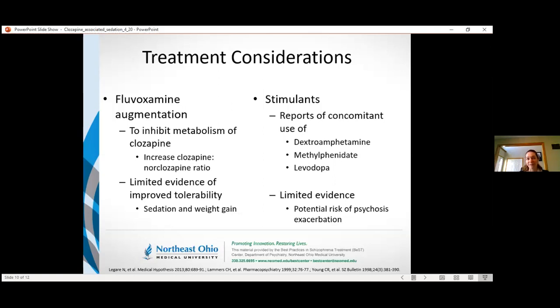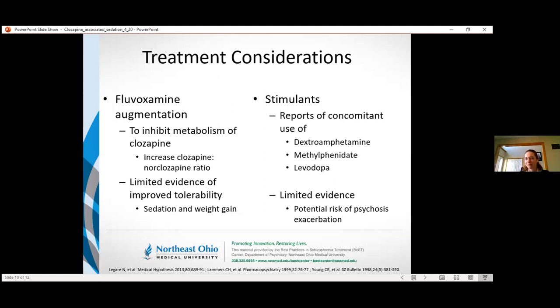One of the most well-controlled only had 18 patients. They were followed for about 6 weeks. They were stable on their clozapine dose and they added fluvoxamine 50 milligrams. Their target was to get the clozapine-norclozapine ratio over 2. They did not see any change in reported adverse effects. So no changes in weight, no changes in sedation, which they were hoping for both.